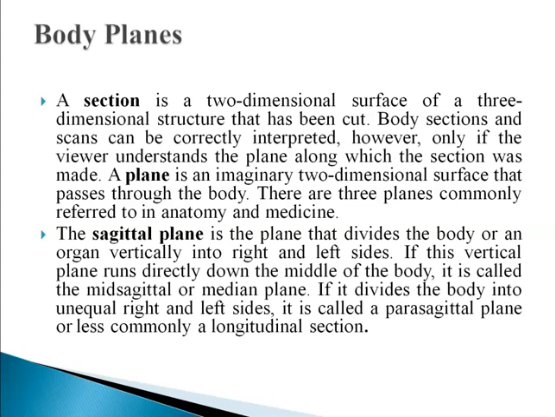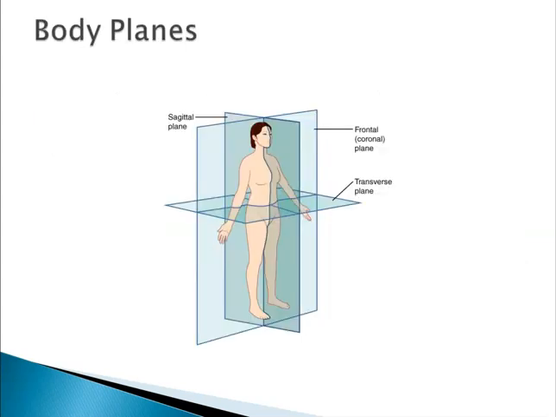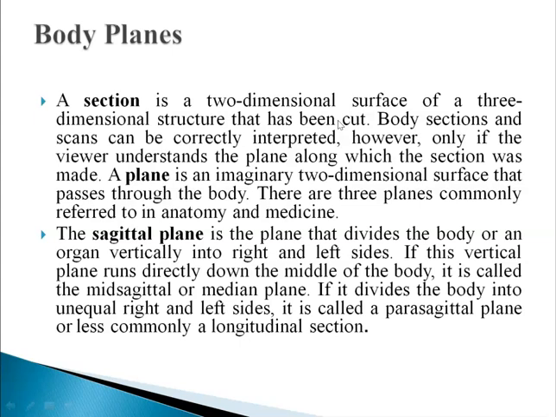The first one is the sagittal plane. Let me show you the diagram. The center part, this one, is the sagittal plane. When you cut across the body in the center, we call that the sagittal plane. The sagittal plane is the one which divides the body into two equal right and left halves. That is, the division is done vertically.